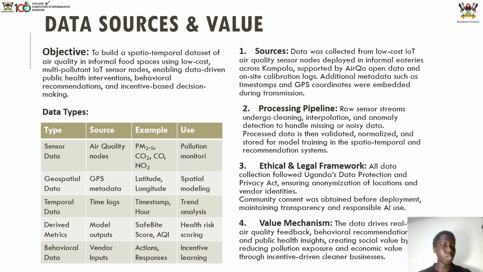So about the data sources and values, our objective is to build a spatial-temporal data set of air quality in informal food spaces using low-cost, multi-pollutant sensor nodes, enabling data-driven public health interventions, behavior recommendations, and also incentive-based decision-making systems. Our system was trained using datasets from Aircore and many other sources, so the system uses data collected from low-cost IoT air quality sensor nodes deployed in informal eateries across Kampala, supported by Aircore, open data, and on-site calibration logs. Additional metadata such as timestamps and GPS coordinates were embedded during transmission.